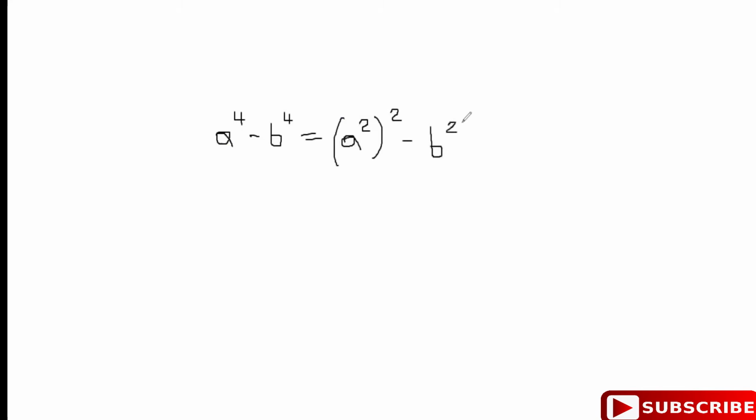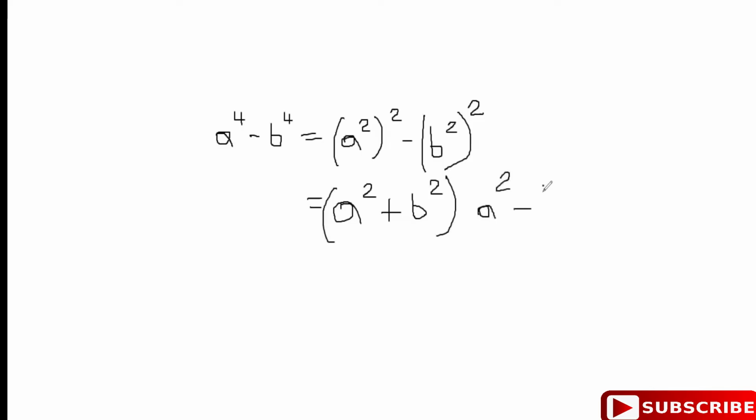And that's because we use the difference of two squares, because we can rewrite a to the fourth and b to the fourth as that. So now we write it as a squared plus b squared times a squared minus b squared.